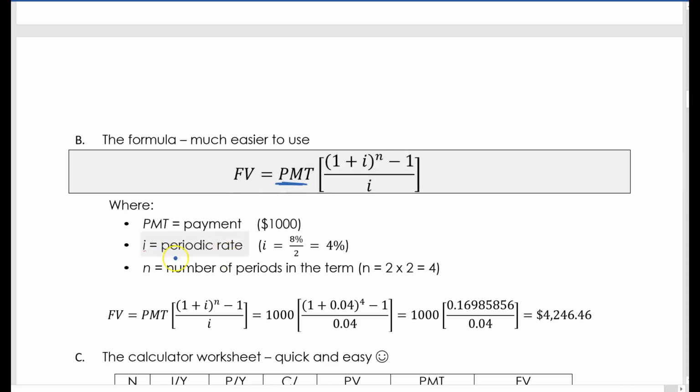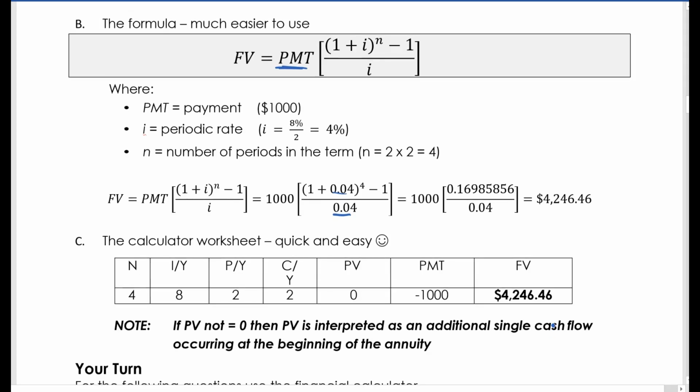I is the periodic rate, which we know how to find from last unit: 8% divided by 2 equals 4%, and n is the number of periods in the term. So we're paying out twice a year. It's for 2 years, so that means there are 4 payment periods. If we substitute in our values, so we put in the 0.04 and 0.04 on the denominator, and we do our calculations, we end up with the exact same final answer.